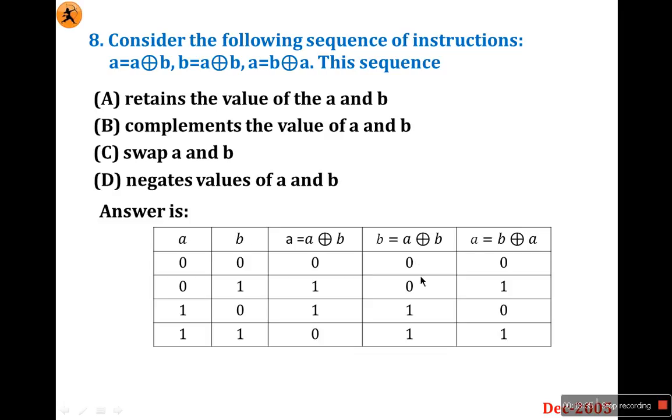Now check it for A. 0 0 is 0, 1 0 is 1, 1 1 is 0, 0 1 is 1. So the answer is 0 1 0 1. This is definitely a swap of the given values. So hence the sequence swaps the values of A and B. Option is C.